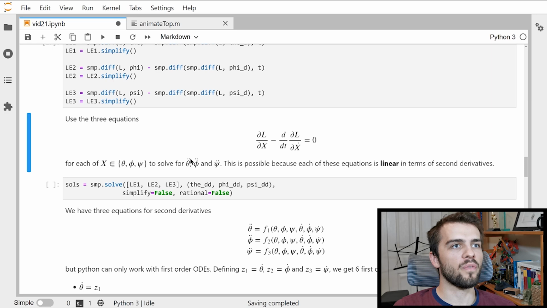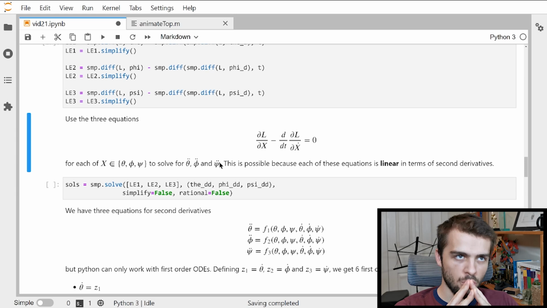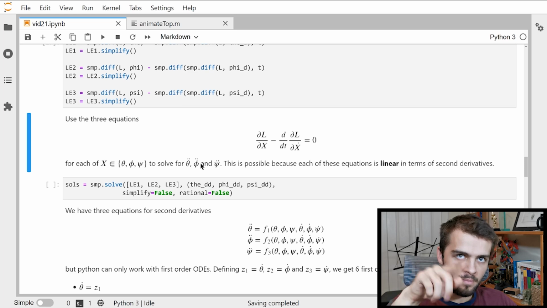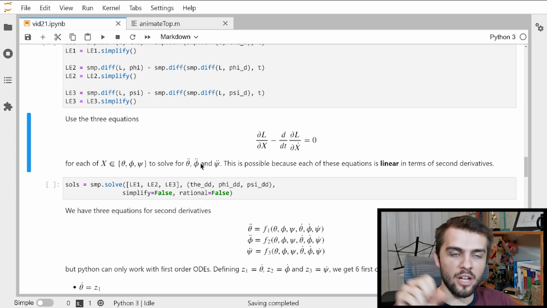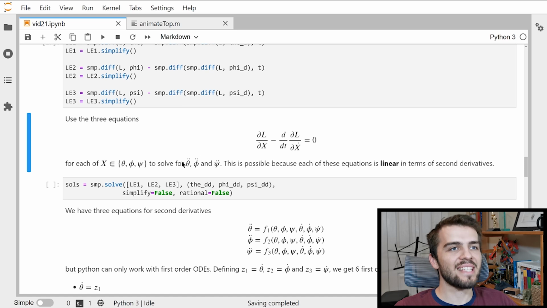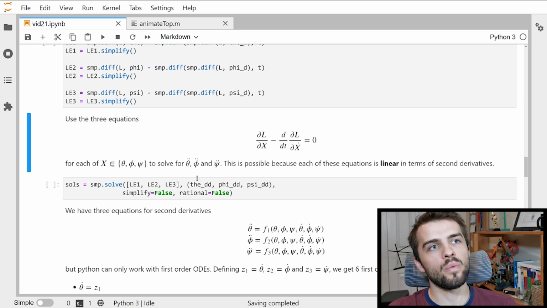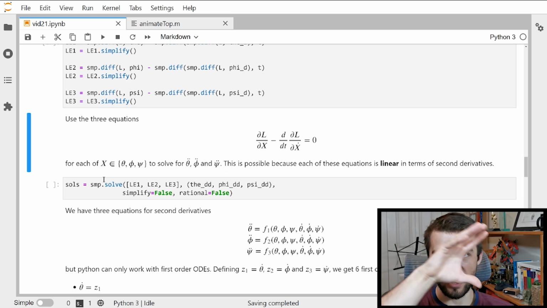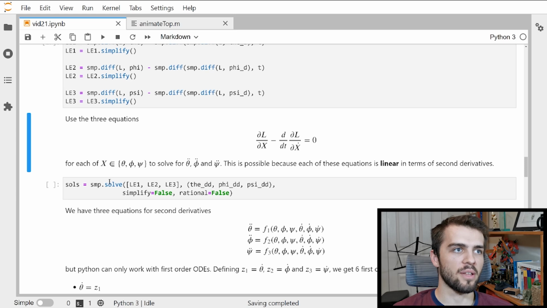And what we want to do is find theta dot dot, phi dot dot, and psi dot dot. And you'll note that all of these equations are linear in terms of second derivatives. You might have a factor of theta dot squared, you might have sine of theta, you might have all these things. But in terms of the second derivatives, these only ever show up as linear factors. So we have 3 equations and 3 unknowns, and it's linear in terms of the 3 variables that we're looking for. So we can solve for theta dot dot, phi dot dot, and psi dot dot. Once we have these second derivative equations, we can solve these in Python.